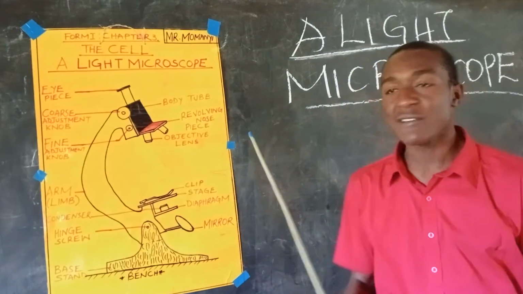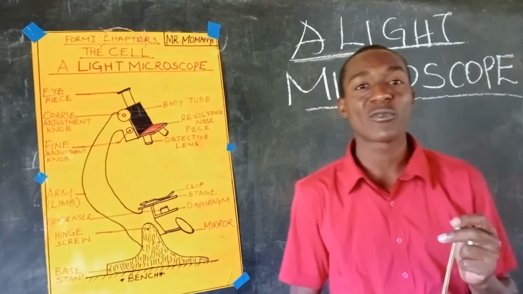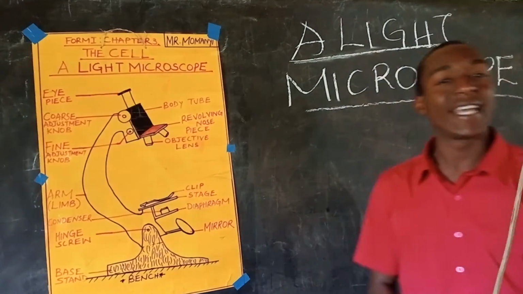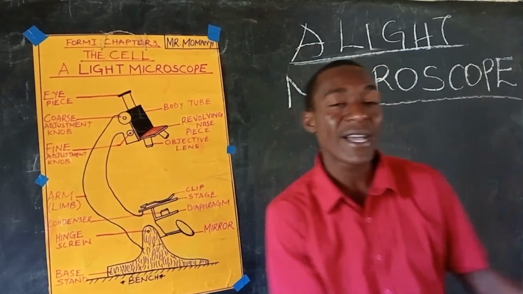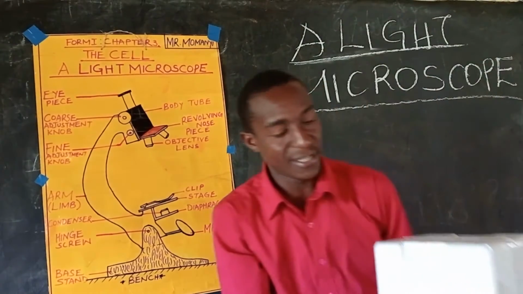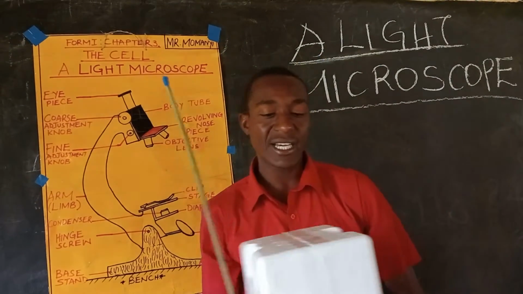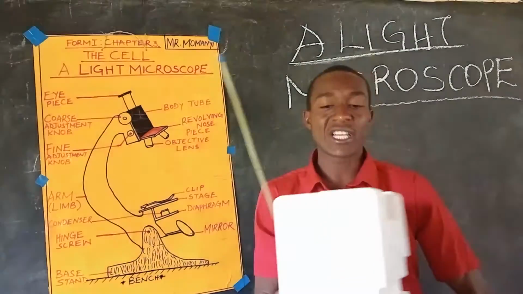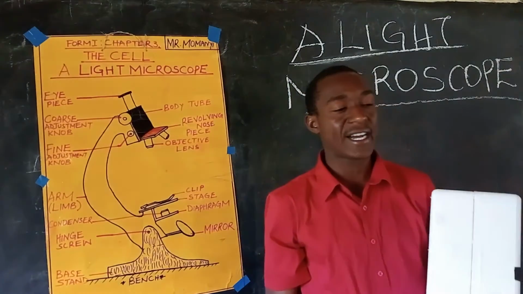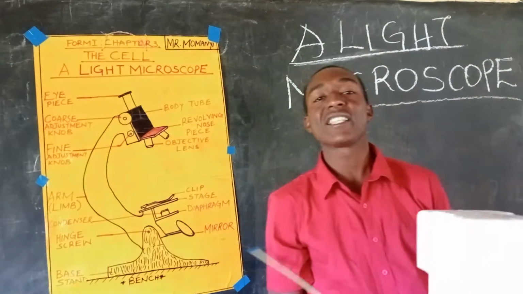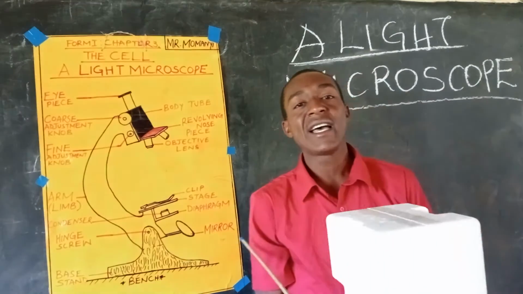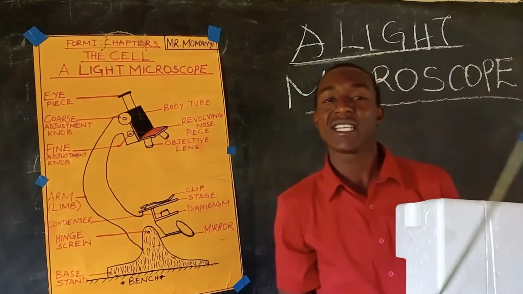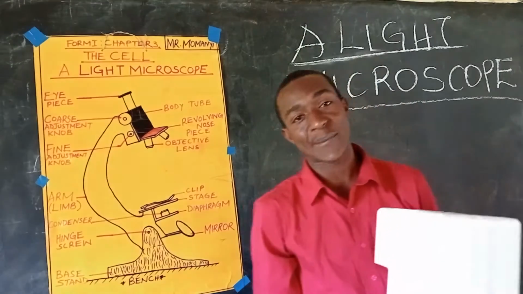So today we have a wonderful diagram of a microscope, of course a light microscope. And of course we have the live microscope with us here. This is it. It is well protected so that in case of it falling, it doesn't break. Remember, a light microscope is very delicate and of course very expensive.